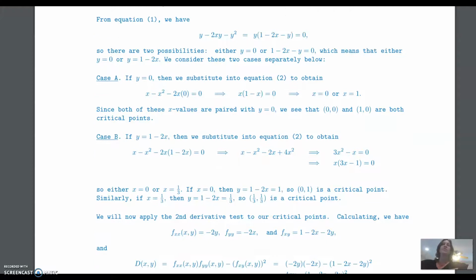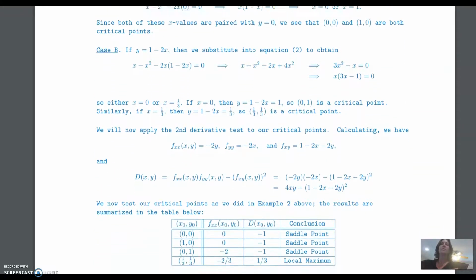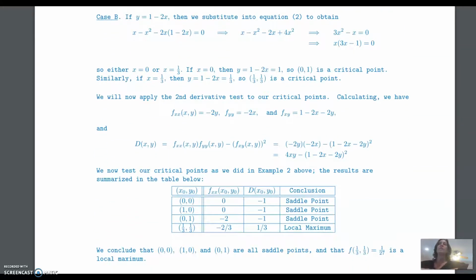My next step is to find the discriminant. To find the discriminant, I'm going to need the second partial derivatives and the mixed partial. Remembering the mixed partial doesn't matter which order you go in, you should get the same one, so whichever way seems easier. Finding the second derivatives, we get the second partial with respect to x is negative 2y, the second partial with respect to y is negative 2x, and the mixed partial is 1 minus 2x minus 2y.